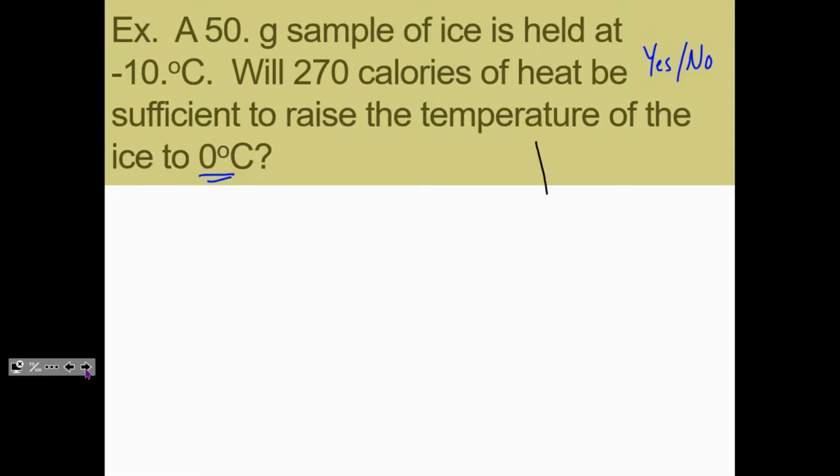I'm going to sketch out my curve. I'm at negative 10. So that's 0 and that's 100. I'm at negative 10, and I'm curious to know if I can raise it up to ice at 0. So this is a one-step problem, and I'm going to use Q equals MC delta T, because I have a temperature change.